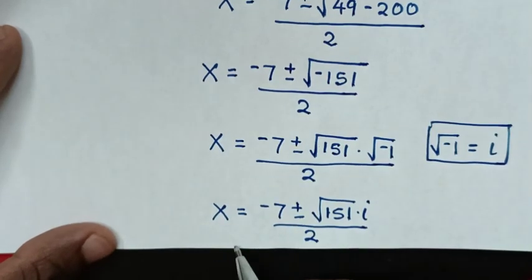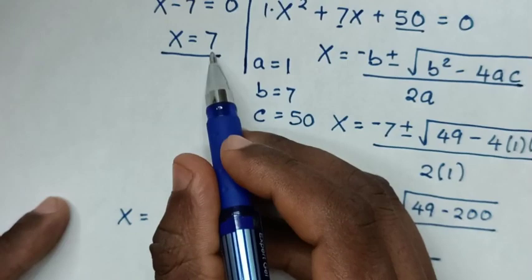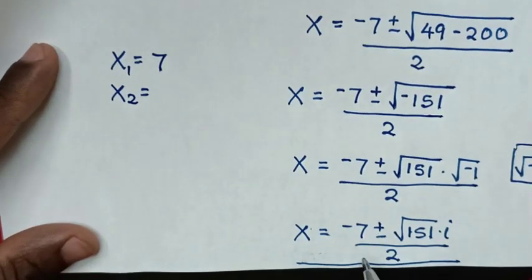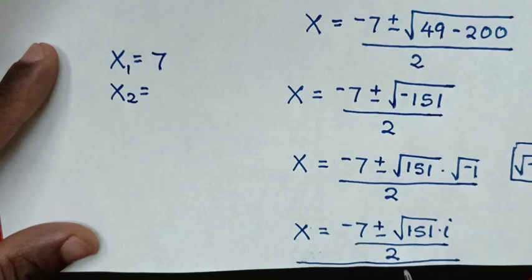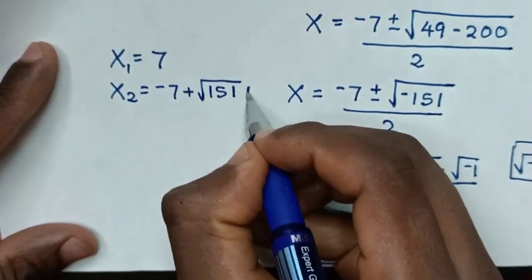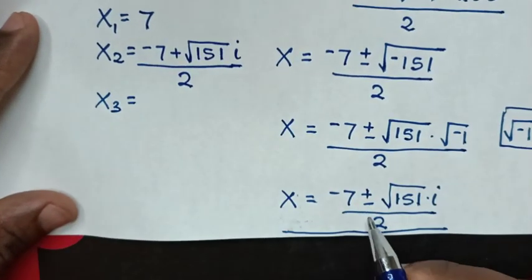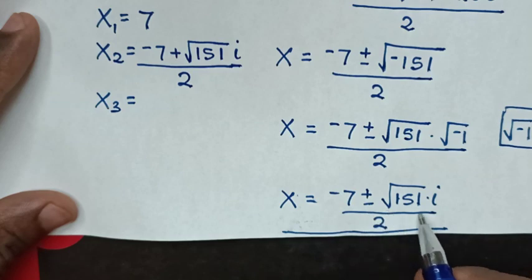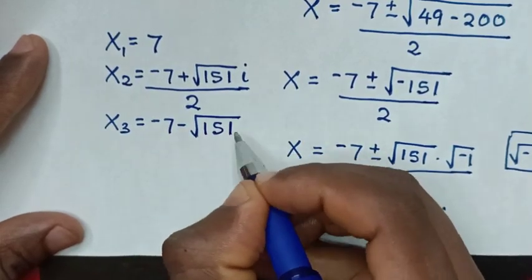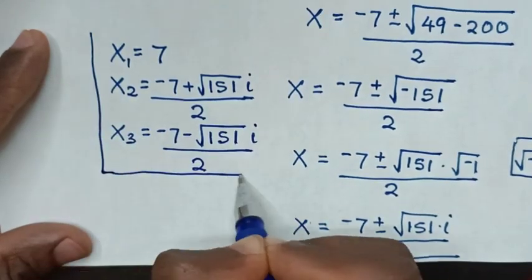So from here we have two solutions. Therefore, the first value of x is equal to 7, which is a real solution. The second value of x, when it is positive, is negative 7 plus square root of 151 i over 2, which is a complex solution. And the third value of x, when it is negative, is negative 7 minus square root of 151 i over 2. So these are all the values of x in this problem.